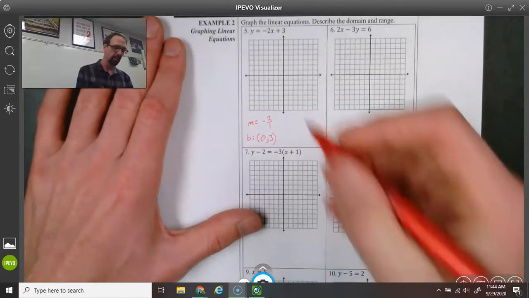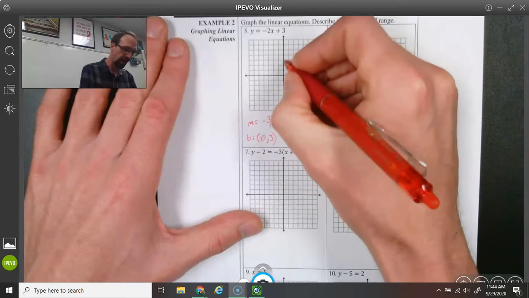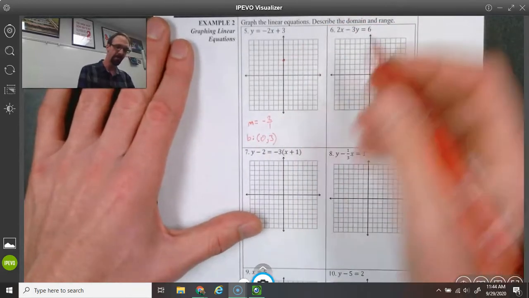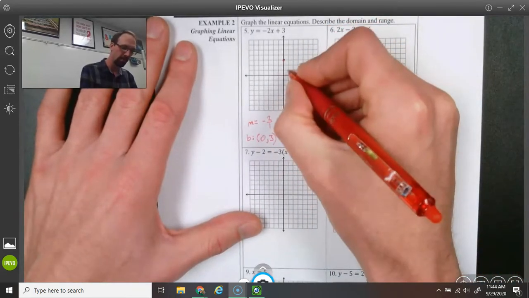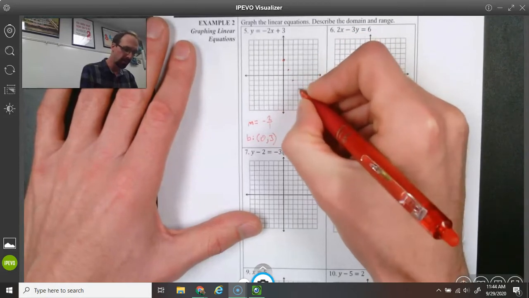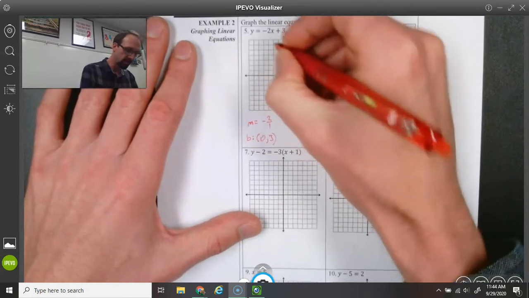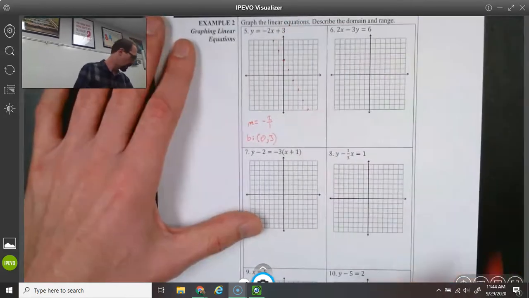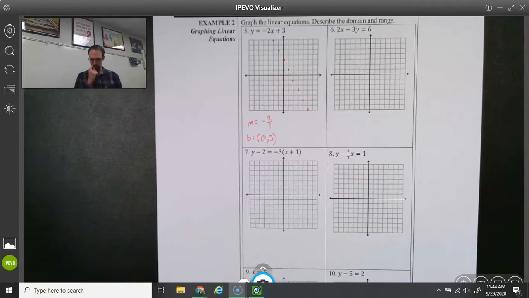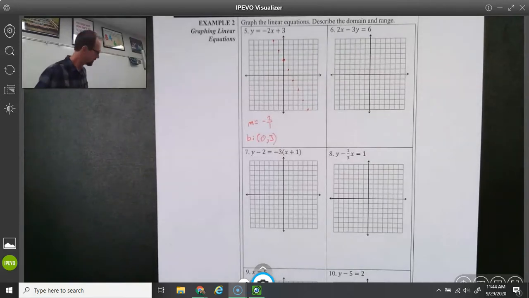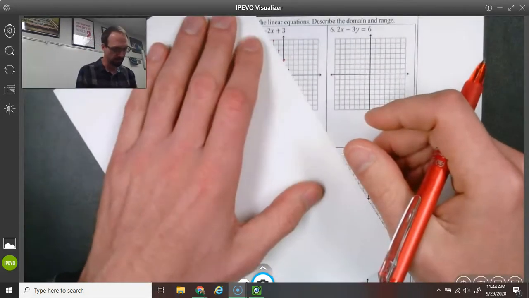Remember, this is a location where it actually crosses the y-axis. I'm going to make that point here, and then if I follow my slope, that means I'm going to go down 2 and right 1. Hopefully this is review from an earlier course. If this is the first time you're seeing this, please let me know, because I need to do what's best for you and give you the right information to be successful.